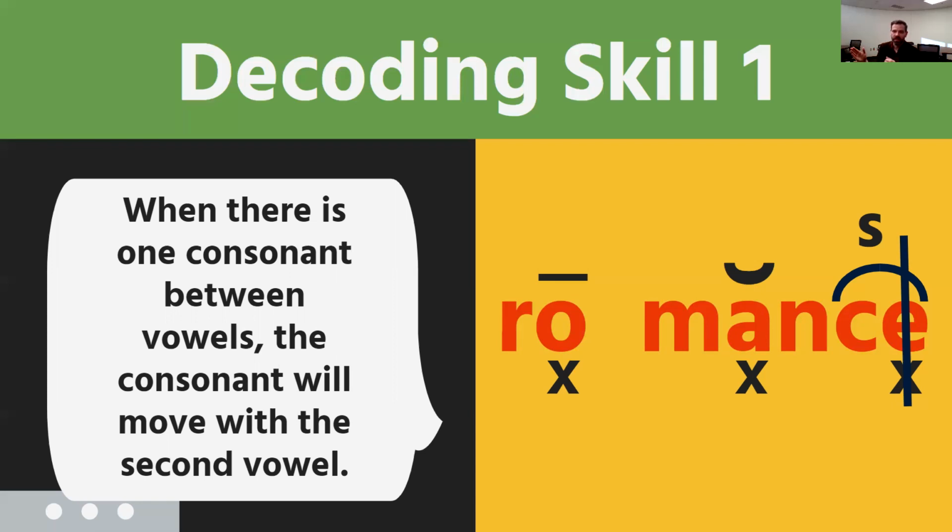That silent E at the end of the syllable can't influence the A. There are those guardians blocking it, so it's going to remain a short vowel sound. So ro and mance, romance.